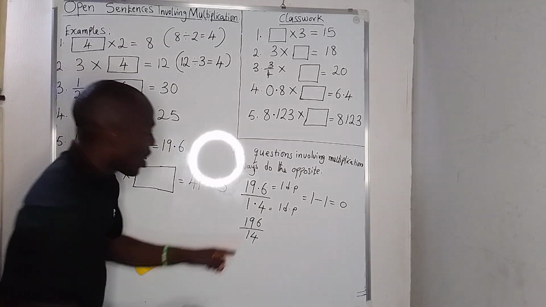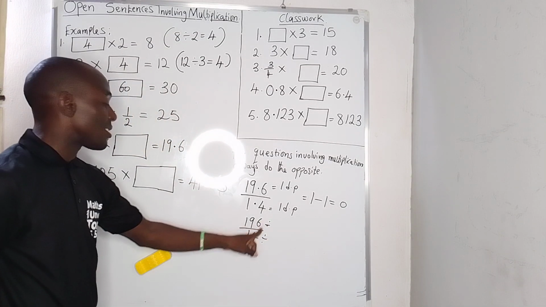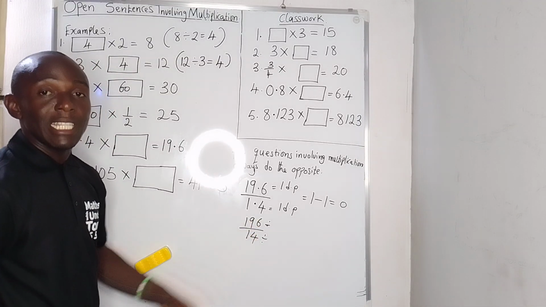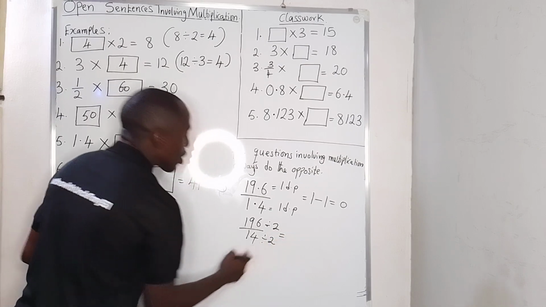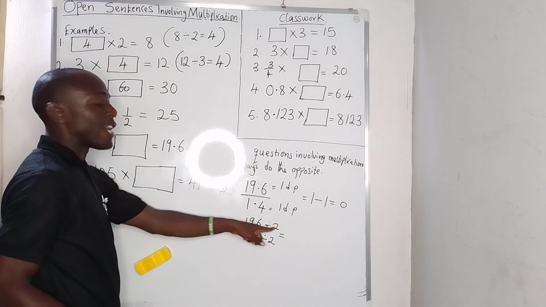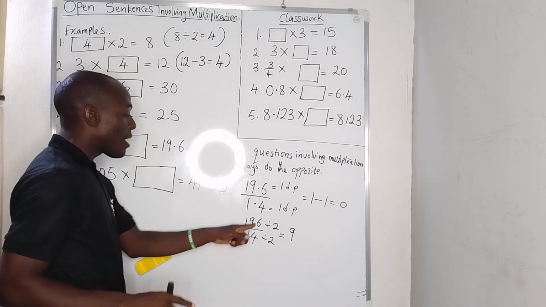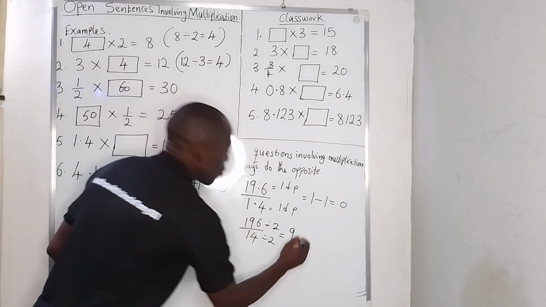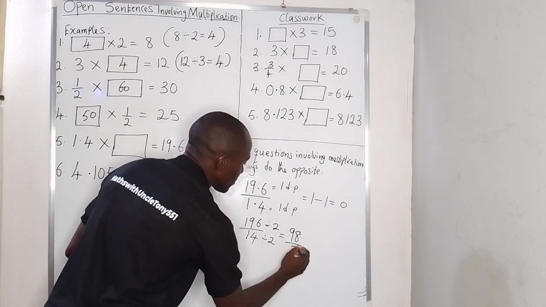So, what can divide here? The last number here is 6, the last number here is 4. So, these are even numbers, meaning that 2 can divide it. We have 2 here, we have 2 here. 19 divided by 2 will give us 9, remainder 1. Place the remainder 1 behind 6, it becomes 16. 16 divided by 2 will give us 8. 14 divided by 2 is 7.